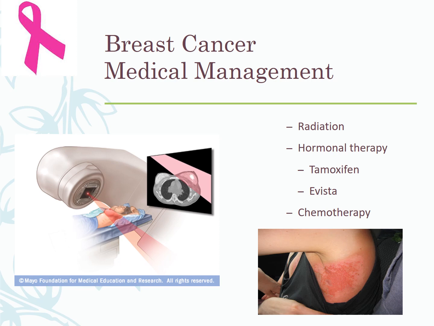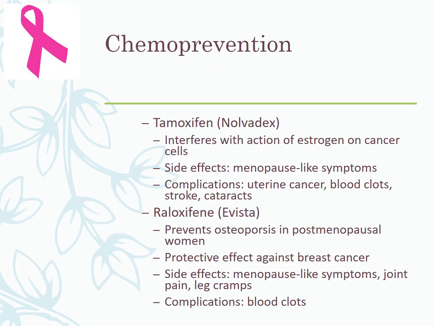We also want to look at tumor markers after the therapy gets started to determine the effectiveness of their therapy. Again, here's some tamoxifen information. It does interfere with the action of estrogen on cancer cells. Again, menopause-like symptoms, complications, uterine cancer, blood clots, stroke, cataracts.